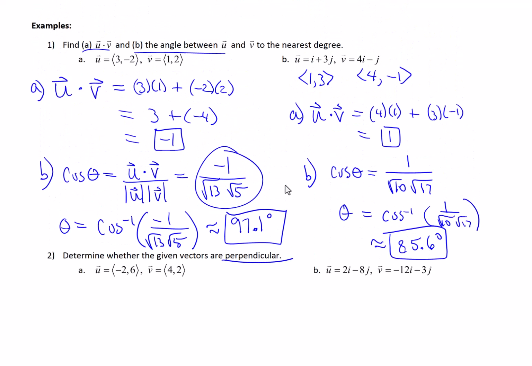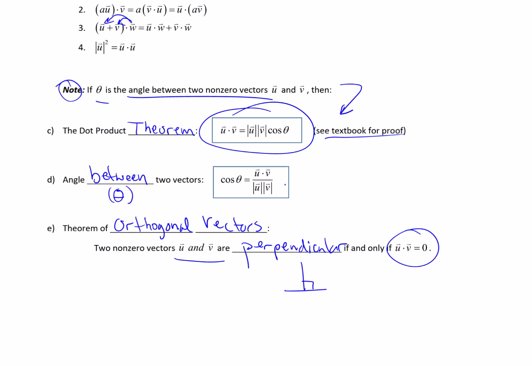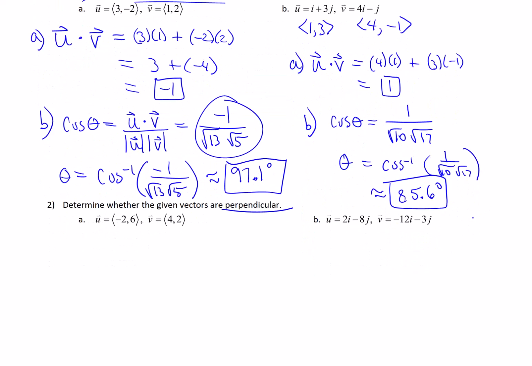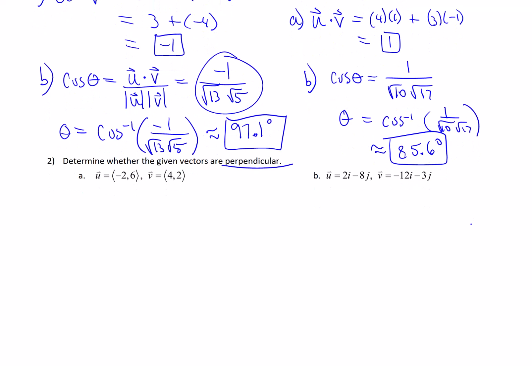Let's recall above what we said about perpendicular vectors. In point E above in our properties, we said that in the theorem of orthogonal vectors, orthogonal meaning right angle vectors, two non-zero vectors u and v are perpendicular if and only if their dot product is 0. Well, we've been finding dot products, and we can continue to do that just to determine if the dot product is indeed 0 for these.